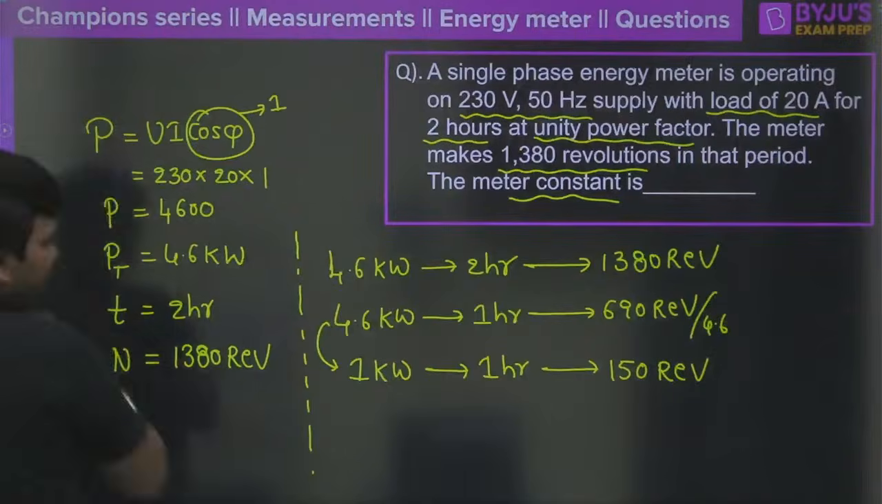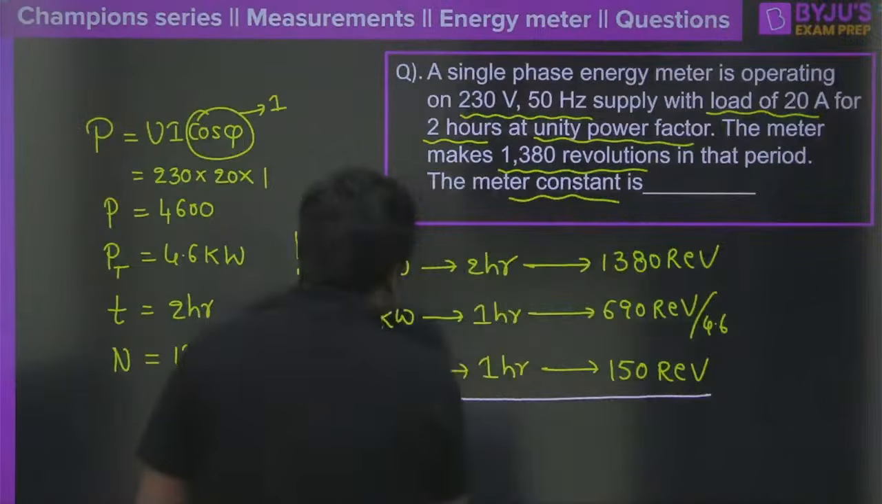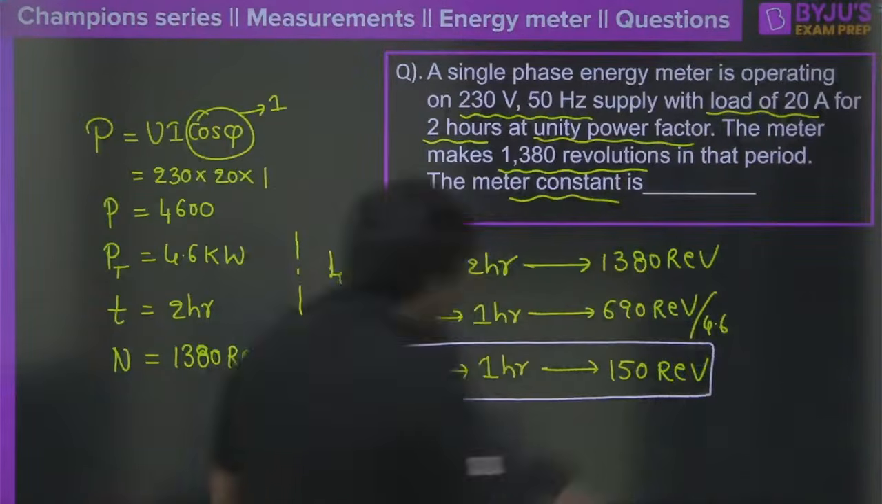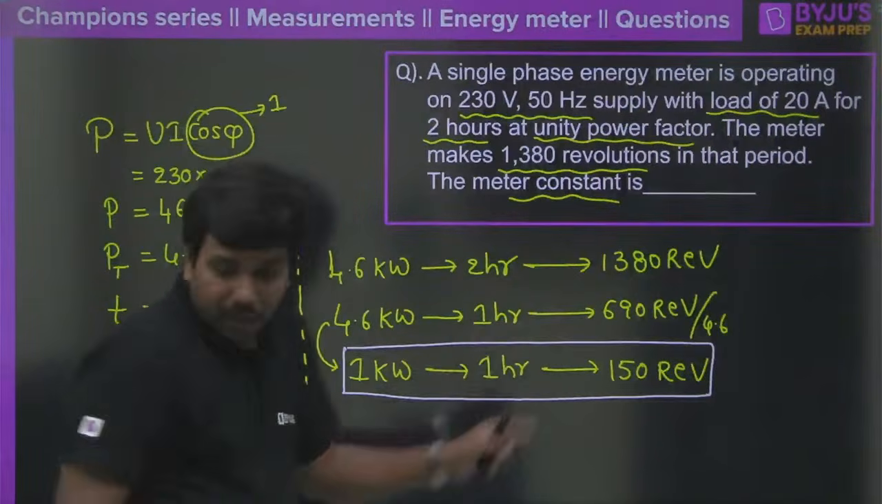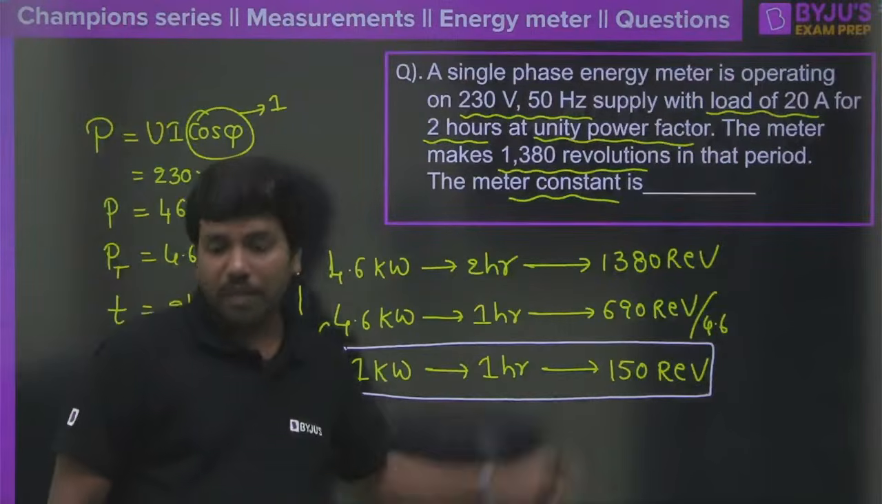The magic here is we have not used any formula. Finally, it is coming like 1 kilowatt power. If you consume for 1 hour, the meter has a capacity to make how much here? The meter has a capacity to make 150 revolutions.